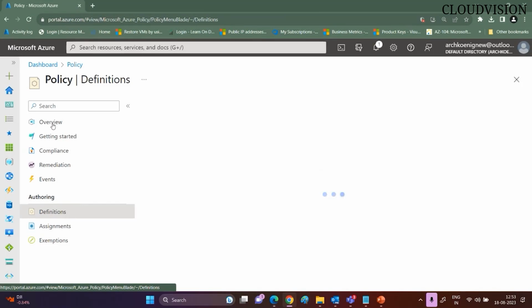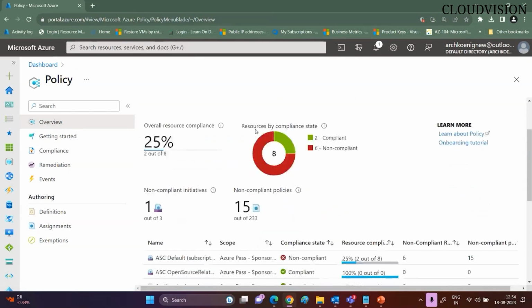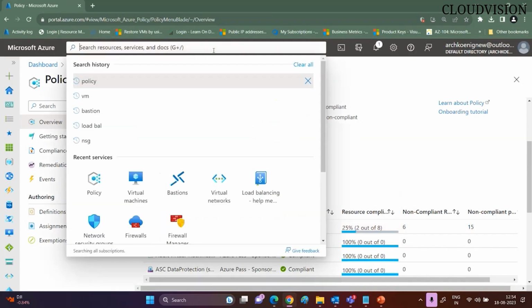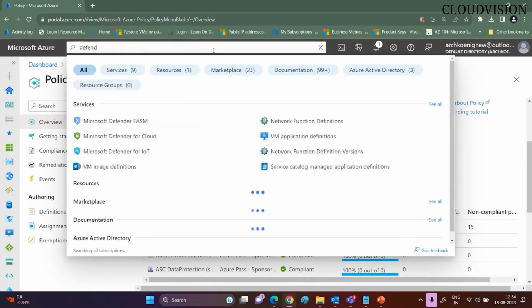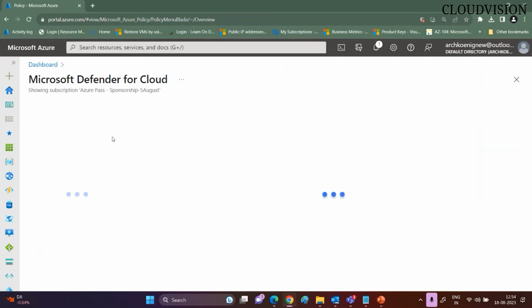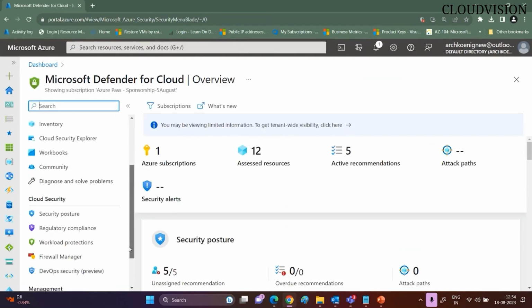You can take a look at the overview as well. If you take a look, I do have some ASC default. What does that mean? It's the Azure Security Center default policies. It's a default set of standards. Similarly, if you want to check those basic standards, ASBs, then you need to go to Defender for Cloud, and there you can see what type of benchmarks and standards there are.